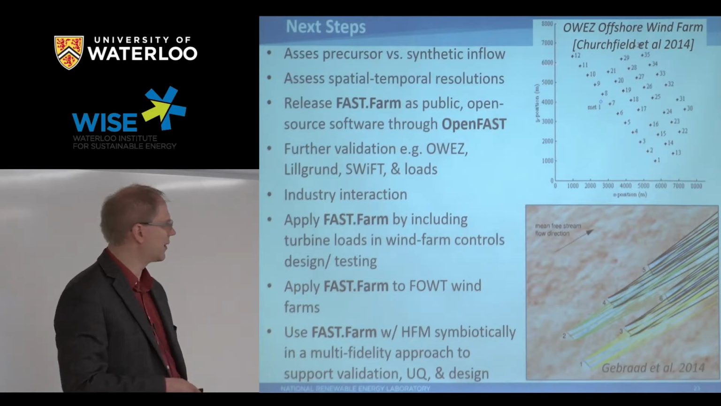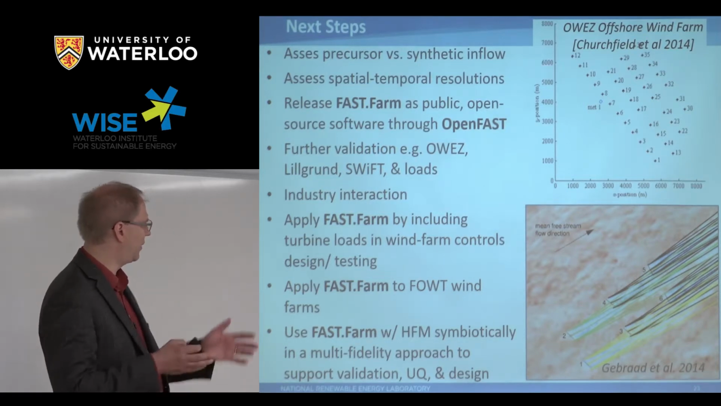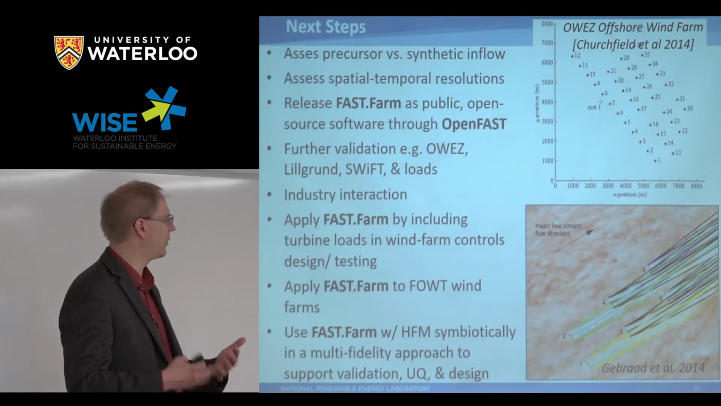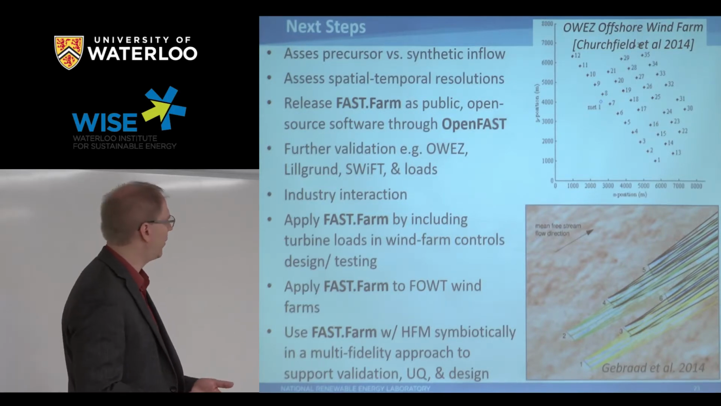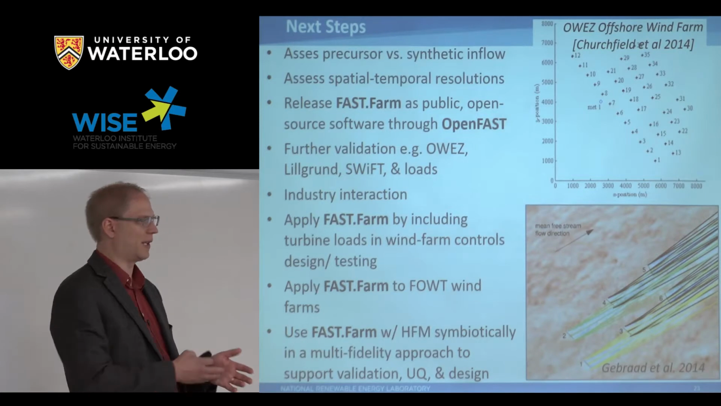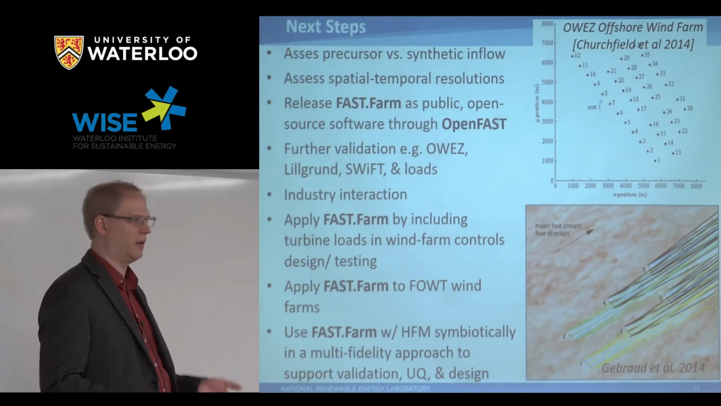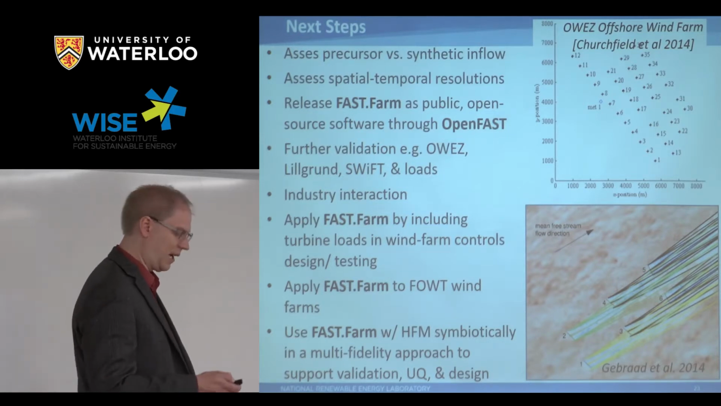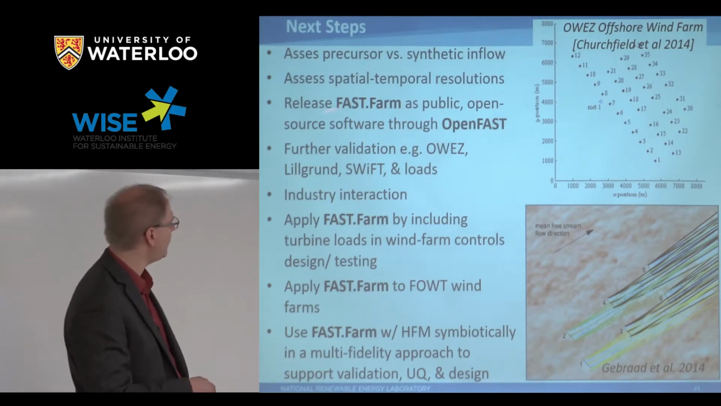The other thing we'd like to do before we release FAST.Farm publicly is really assess the full spatial temporal resolution sensitivity. Right now we've tried to run a fairly fine resolution in FAST.Farm just to ensure we're capturing the terms right. But we want to make sure we can go coarser and basically provide guidance on how coarse can you go, which will then obviously speed up the code a lot. So we're trying to give guidance to the user on how to choose resolutions.